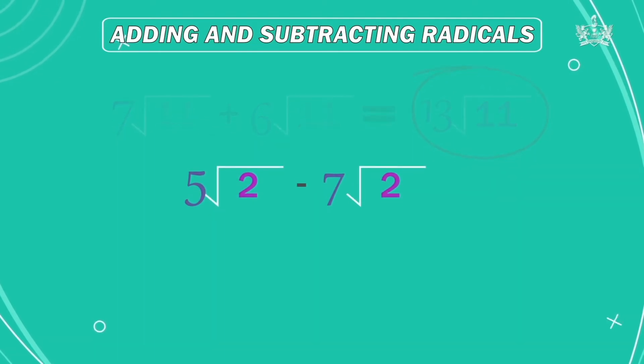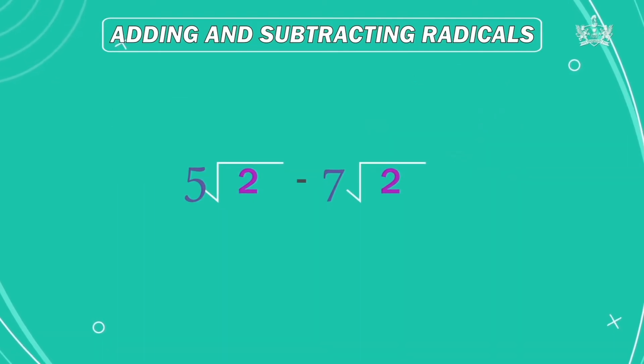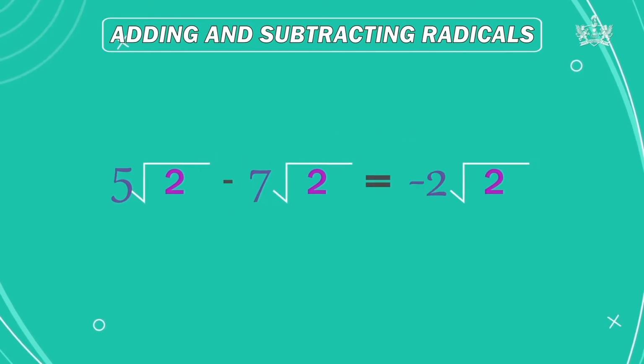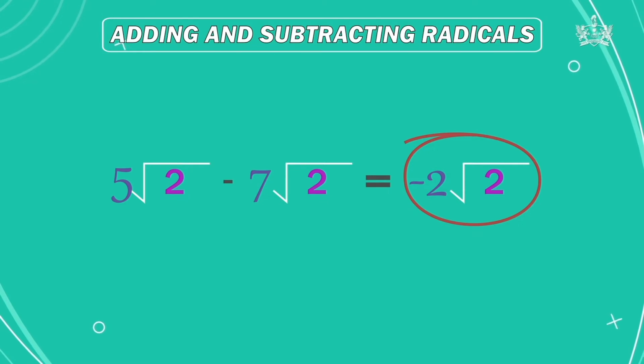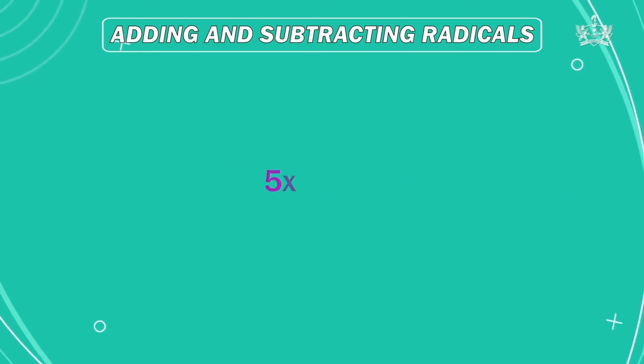And for the next one, we would do the same thing. Once we've confirmed that the radicand is the same, we can just subtract 5 by 7. We then get negative 2 times the square root of 2. By the way, a simple way to remember this is that you can treat radicals just like variables when combining like terms. So 5x minus 7x is just negative 2x.